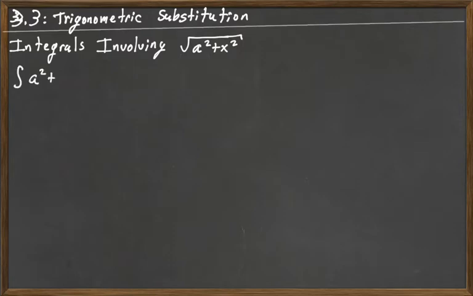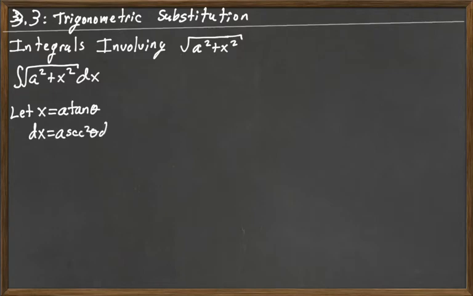Okay, so we're going to look at something fairly generic. We're going to look at the integral of the square root of a squared plus x squared dx. And for this type of integral, the type of substitution we want to do is we want to let x equal a tangent of theta. Then your differential dx is going to be a secant squared theta d theta. So we'll make those substitutions.